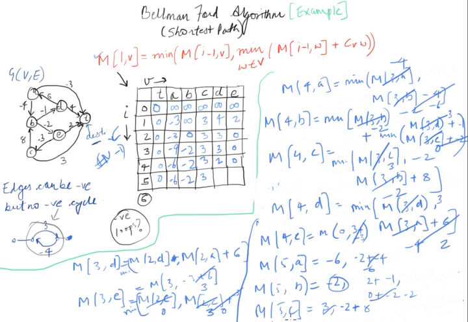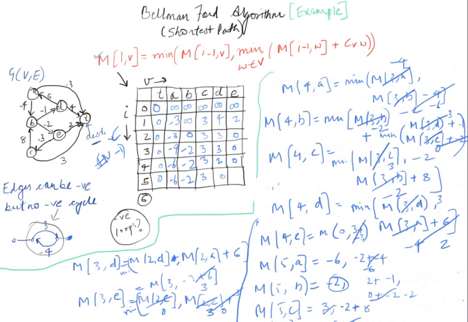And then M5 comma D is equal to M4 comma D, which is 2, or D is connected to A. M4A has value minus 6 plus the distance DA, which is 6. This is 0, hence this value becomes 0.